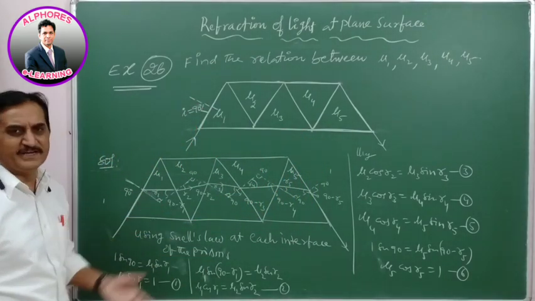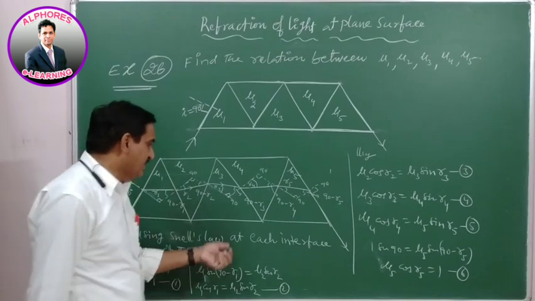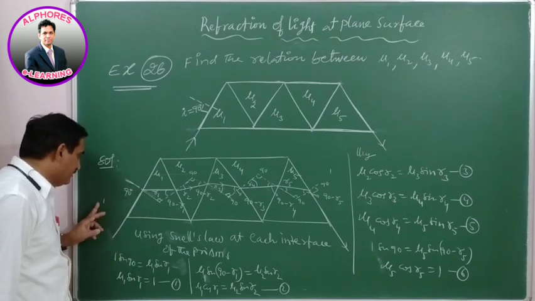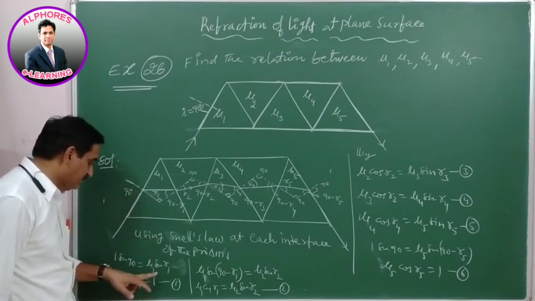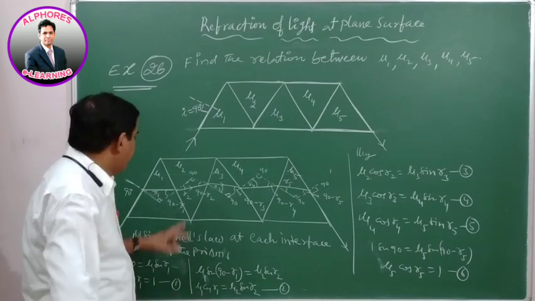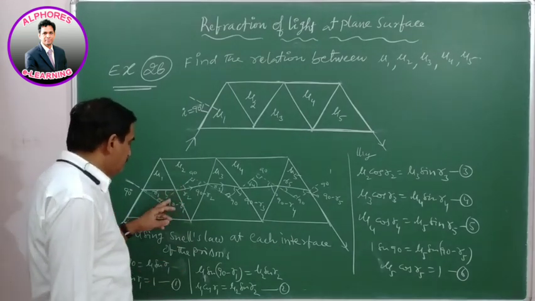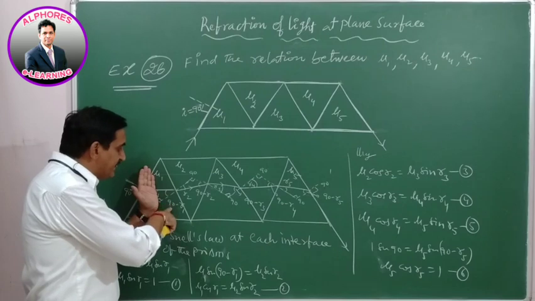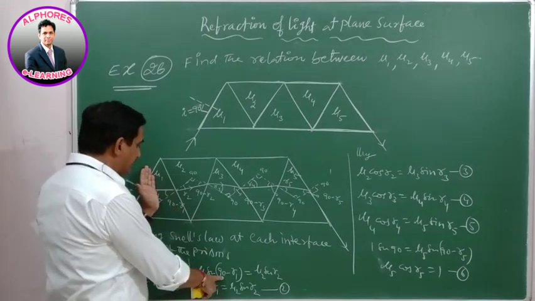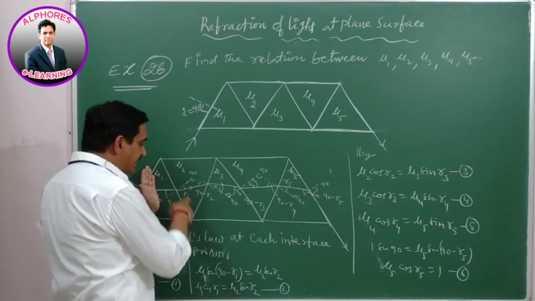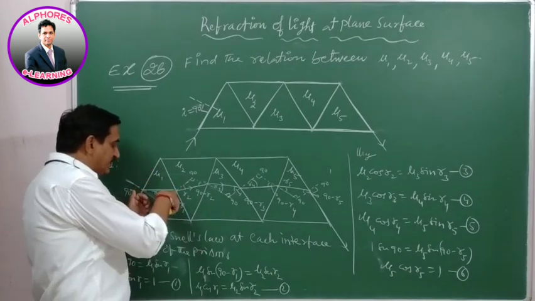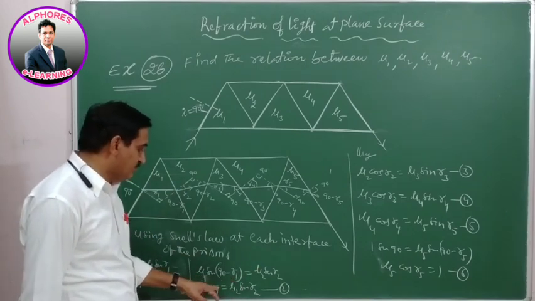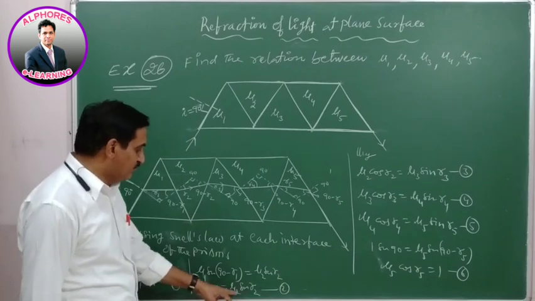So this is the mechanism, a simple idea, right? Using Snell's law at each interface. Here at this interface, Snell's law: 1 into sin 90 is equal to mu1 into sin R1, simplified, equation 1. Next, at this interface, mu1 into sin (90 minus R1) is equal to mu2 into sin R2. So for this interface, this side and this side, right?